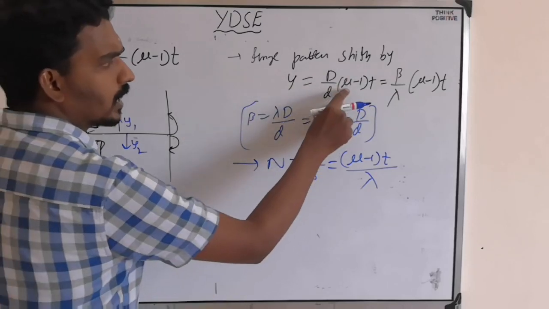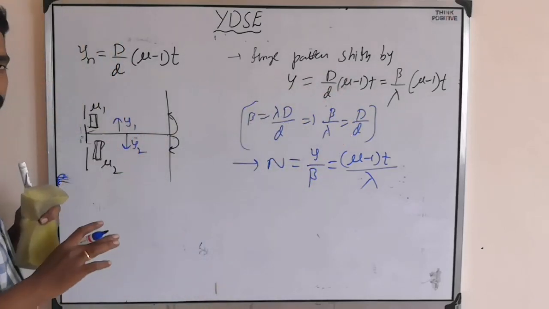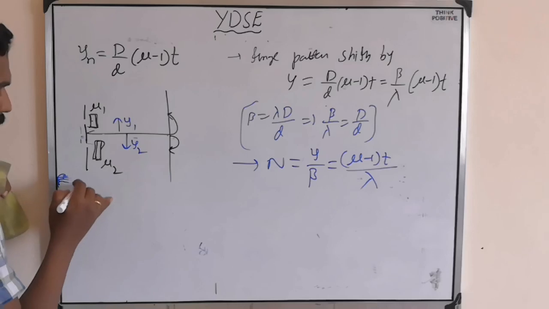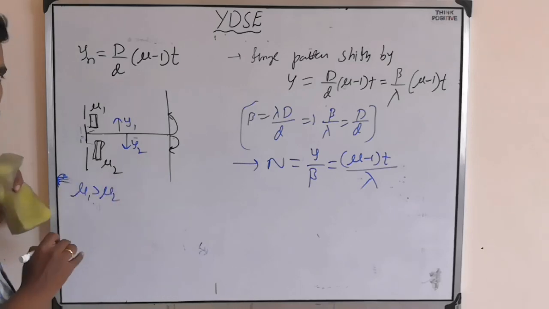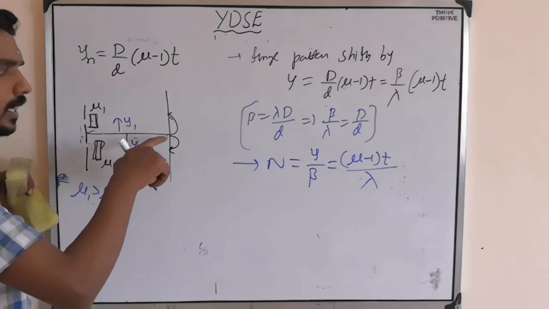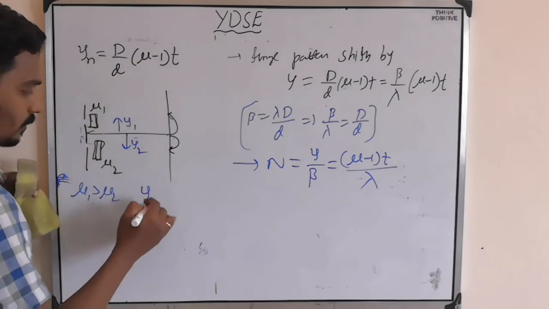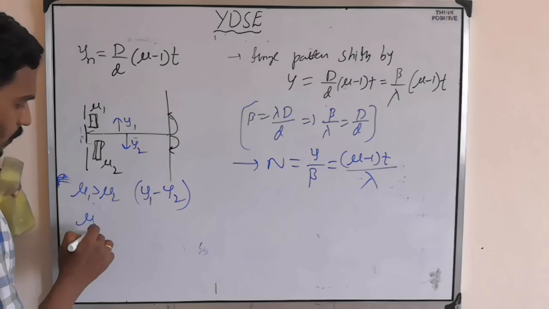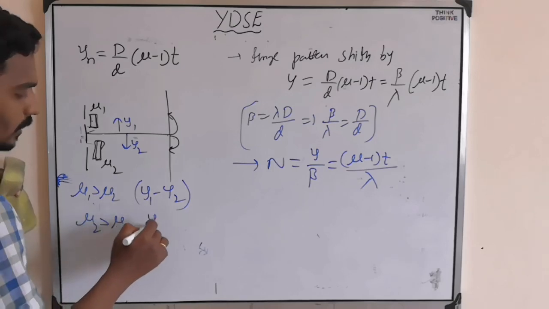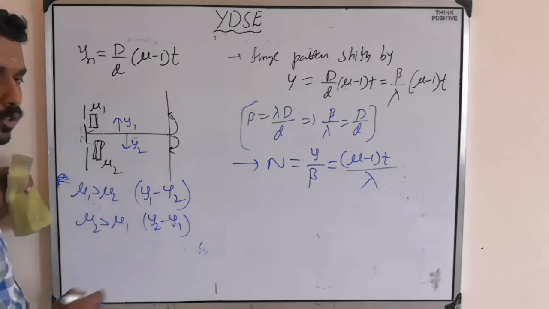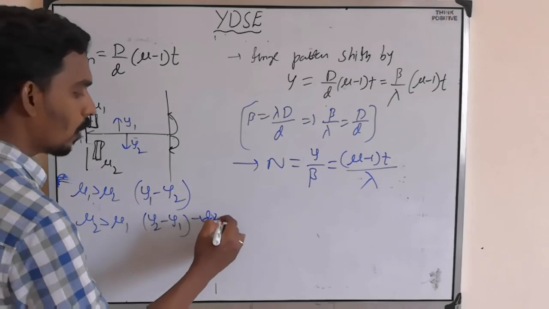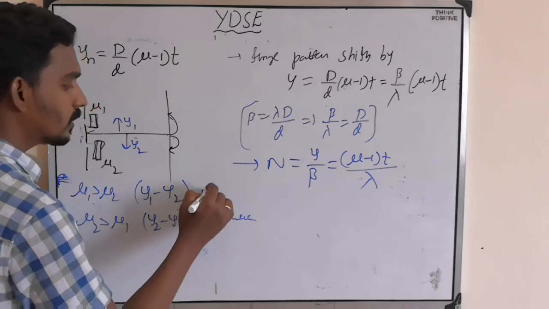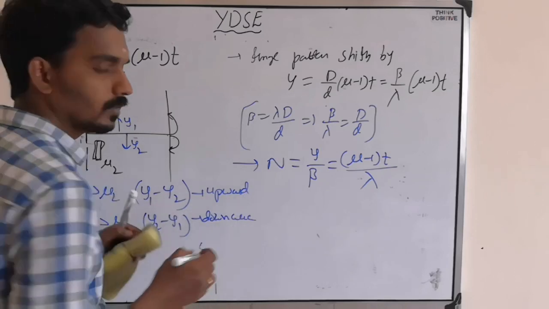So, see, the greater the mu, the greater the shift. If mu1 is greater than mu2, then the resultant shift is upward, y1 minus y2. If mu2 is greater than mu1, then the resultant shift is y2 minus y1. This is downward. This is upward.